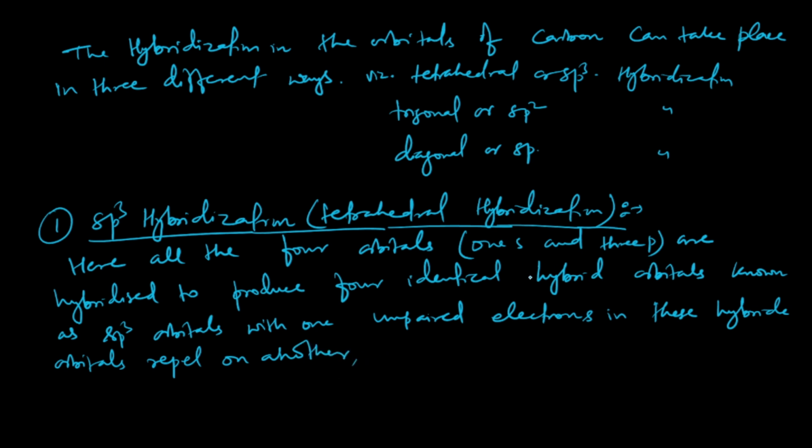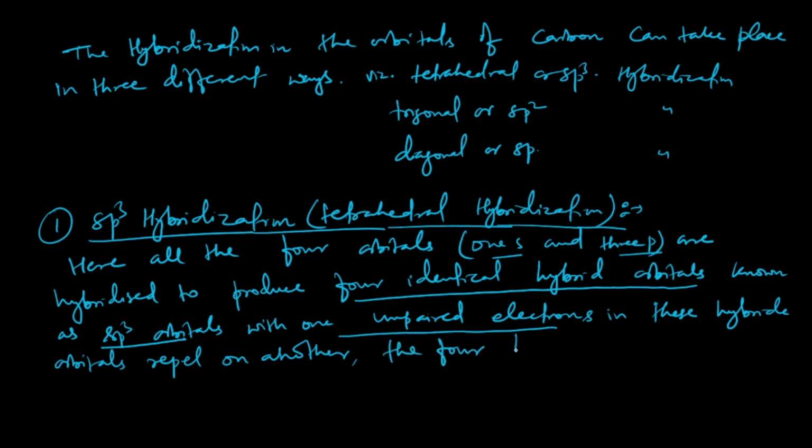So what is that? In hybridization, we are producing four identical hybrid orbitals with 1s and 3p. So the total number of atomic orbitals is four, and we are producing four identical hybrid orbitals, right? So they are known as sp3 orbitals with one unpaired electron. Each orbital will have one unpaired electron, and each electron will repel the other electron. So that repulsion will be there, so the orbitals repel one another. Correct? Get it?